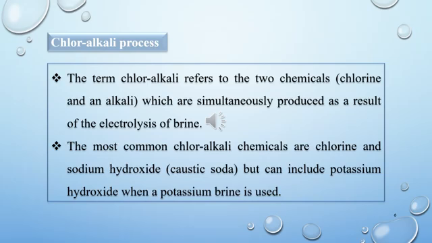The first one is two chemicals, which give the name of the chlor-alkali process: chlorine and alkali. And the second point is that in this process, the more common chemicals are sodium hydroxide and chlorine. He also said that you can prepare potassium hydroxide by using the brine of potassium chloride.